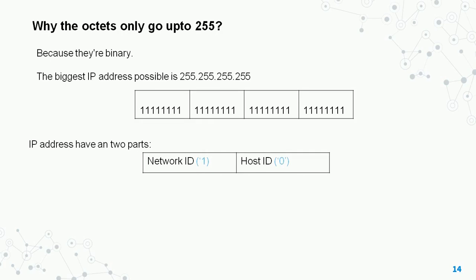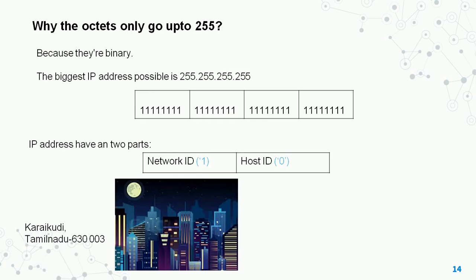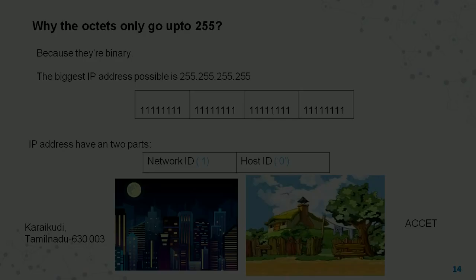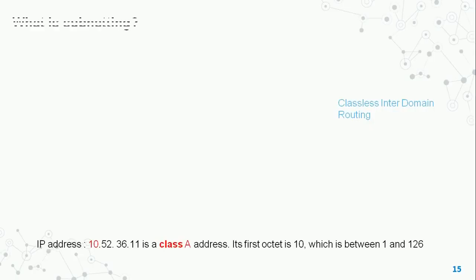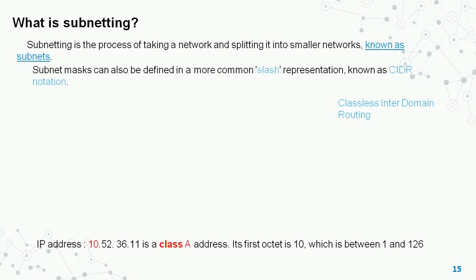It looks like the address of a house. The network portion is like the city, state or pin code. The host portion is like the house or street number. What is subnetting? Subnetting is the process of taking a network and splitting it into smaller networks. The subnet mask is also defined in a more common / representation known as CIDR notation. What is CIDR? It is Classless Inter-Domain Routing.